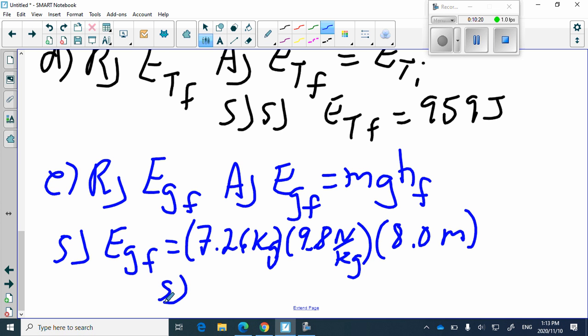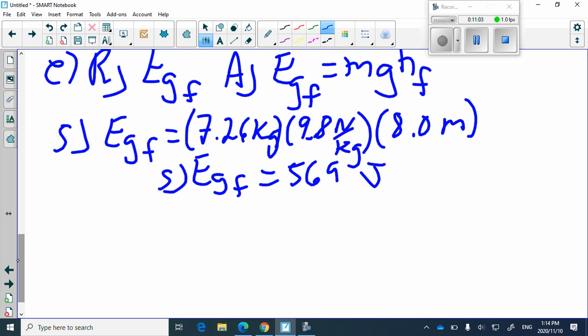So now I get my calculator out, and I'm going to multiply 7.26 times 9.8 times 8. And we get basically 569. So that is the gravitational potential energy of the shot when it's at the 8 meters in the air. Any questions on that? No? Okay. So that is E. So we have to continue.